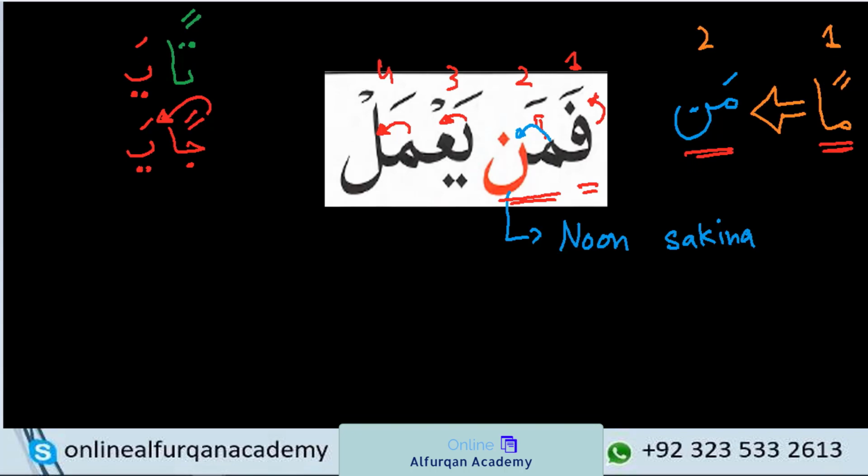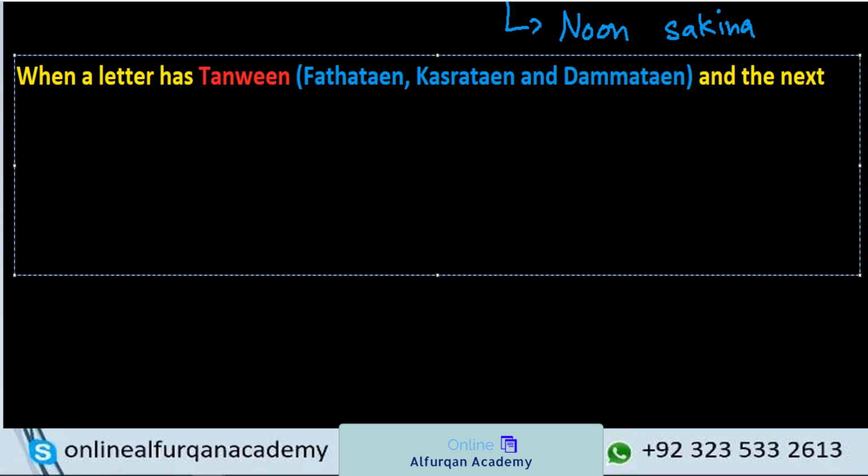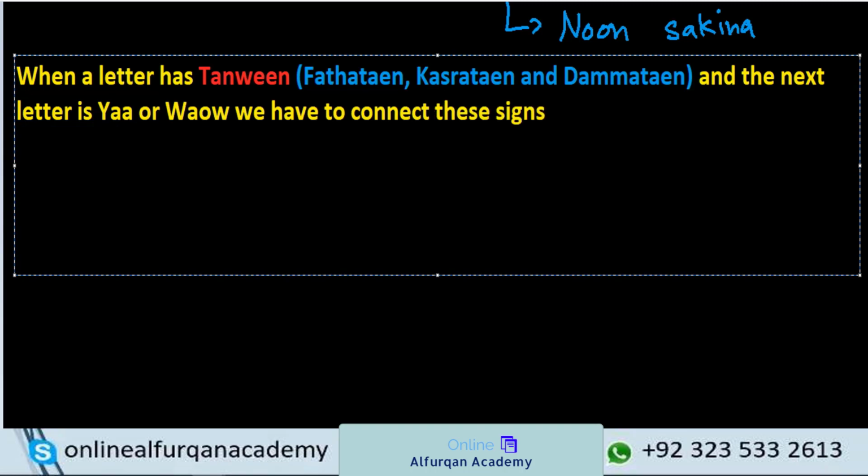Now let's talk about this rule in detail. When a letter has Tanween. The word Tanween means Fathatain, Kasratain, and Dammatain. And the next letter is Ya or Waw. We have to connect these signs with them. And the same thing with Noon Sakinah.